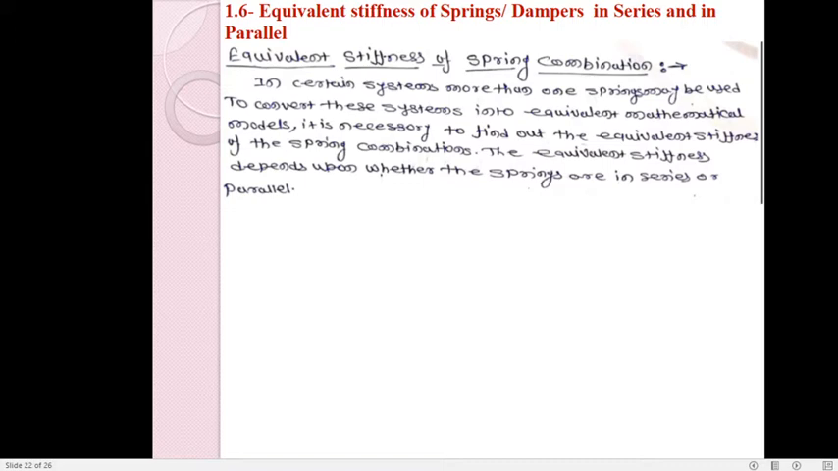If there are three or four springs connected together, then in the mathematical model we have to represent those four springs by a single spring, which will represent all four springs but have the equivalent stiffness. So what is this equivalent stiffness, and how do we calculate it? First of all, we have to find whether these springs are connected in series or in parallel to each other. The very first case we'll start with is springs connected in series.